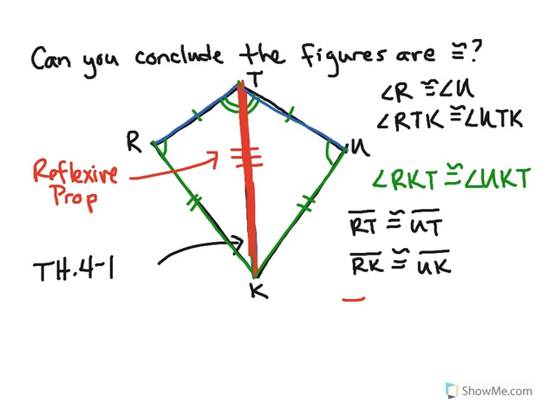So I can simply say TK is congruent to TK. And if you want to list the reason, and I strongly suggest you do so you know what you're doing, your reason would be the reflexive property. So are these figures congruent? Yes, they are, because I was able to determine all of this information just by using my theorems and postulates. And that's it. That concludes this tutorial.